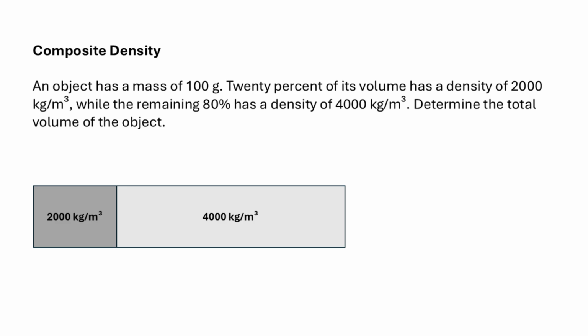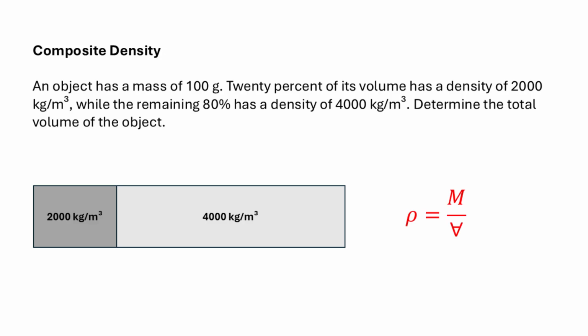So here we have an object with a mass of 100 gram. 20% of its volume has density of 2000 kilograms per cubic meter, while the remaining 80% has a density of 4000 kilograms per cubic meter. Now determine the total volume of the object.